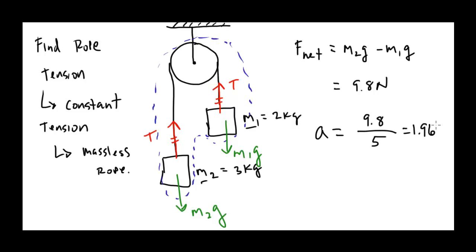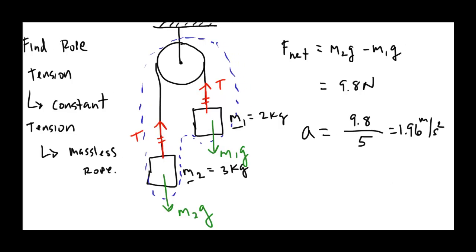1.96 meters per second squared. So that's the acceleration of the entire system. Well, that's all well and good. And by the way, it's going to go this way, right? The acceleration here is down, and the acceleration here is up, right? Because M2 is bigger than M1. All right, so how does that help us find the tension force?